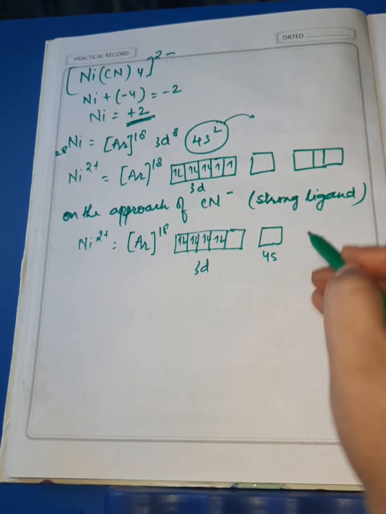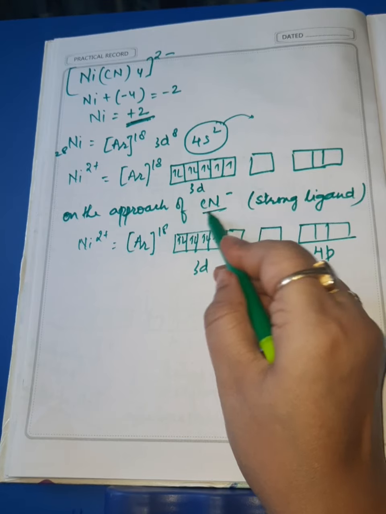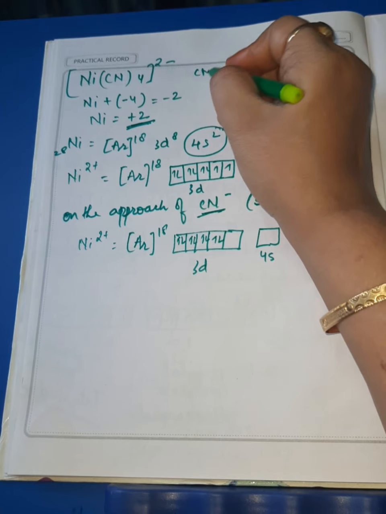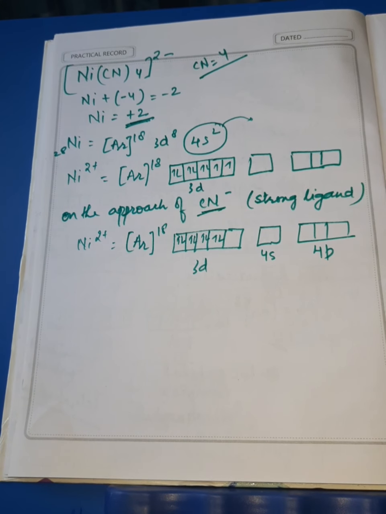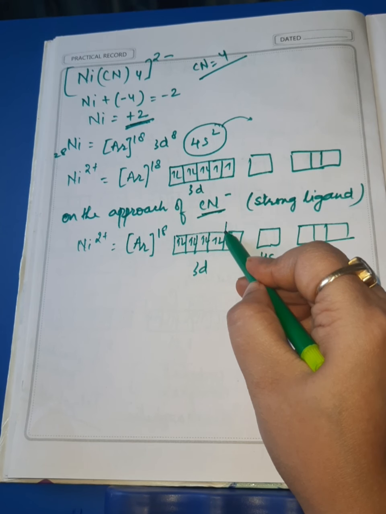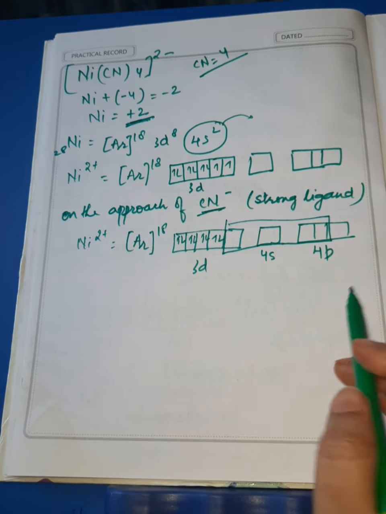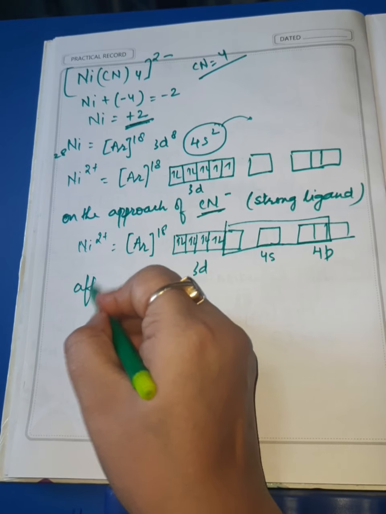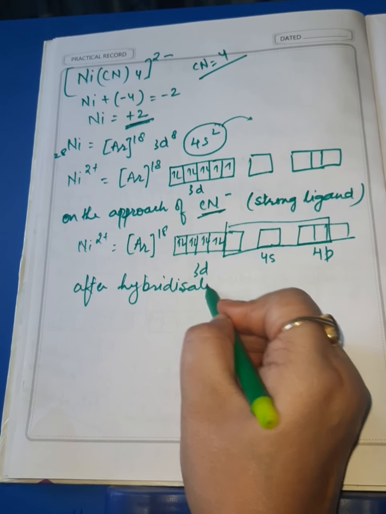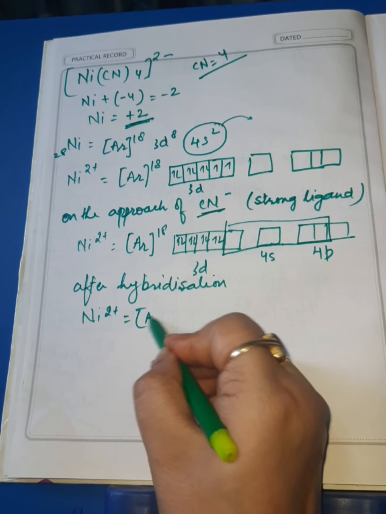Now 4s and 3 vacant 4p. Now under the influence of these CN minus, we have got one 3D orbital vacant. Its coordination number is 4, that means 4 empty orbitals it should have, which should undergo hybridization. So those 4 orbitals are 1 from 3D, 1 is this 4s and 2 from 4p. They will undergo hybridization. So now after hybridization, Ni2+ will be argon 18.